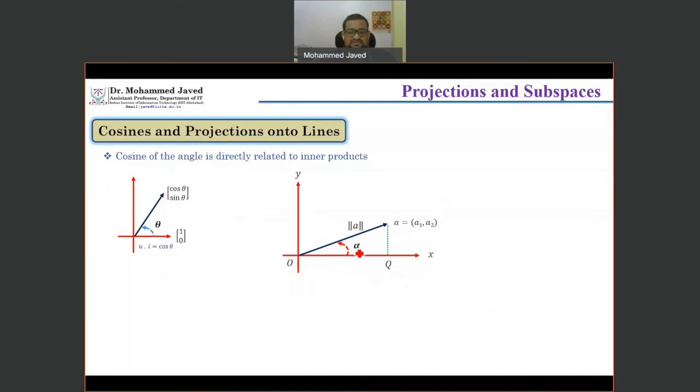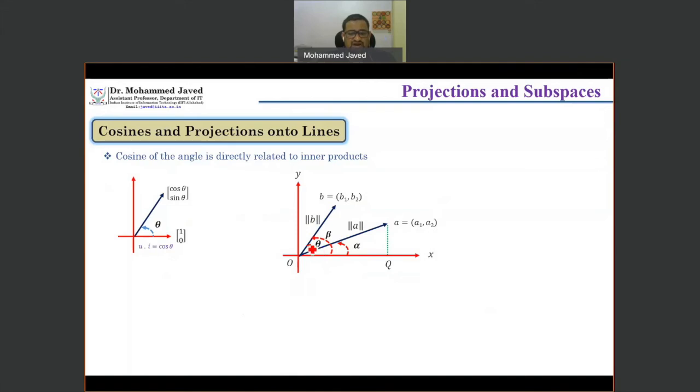Similarly, the length of this vector is represented as the modulus of A, the norm of A. So it is the square root of A1 square plus A2 square. Similarly, I will have another vector with coordinates B1 and B2, and the norm of this is modulus B, and it is making an angle beta with the x-axis. And this vector A is making an angle alpha with the x-axis.